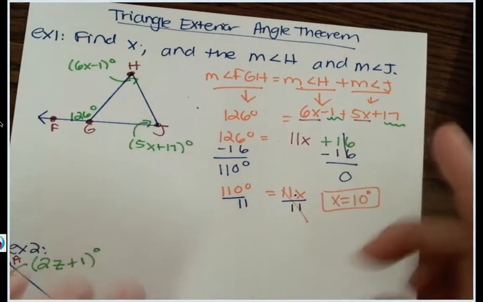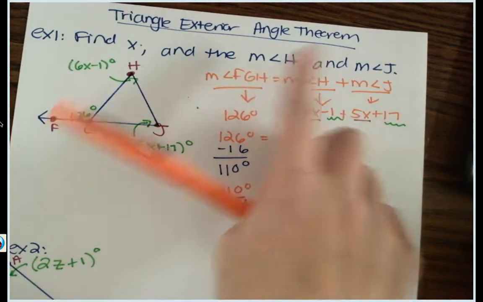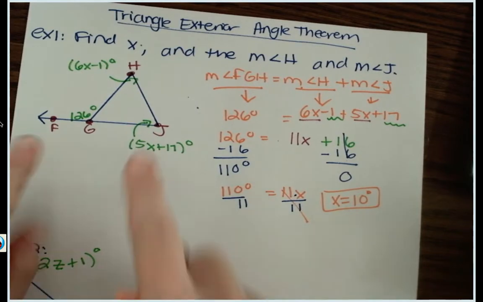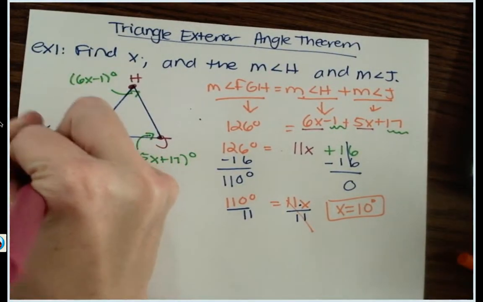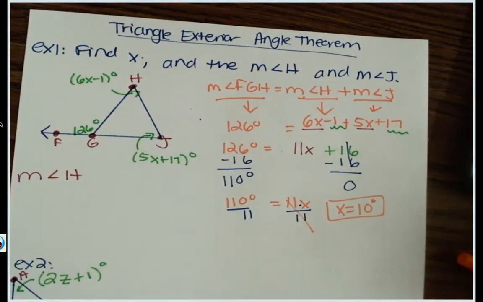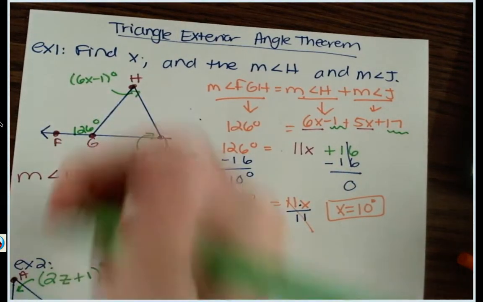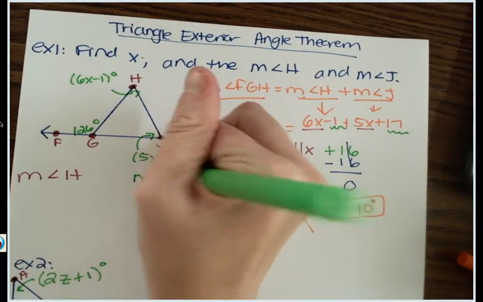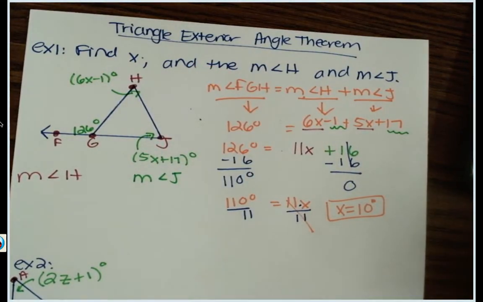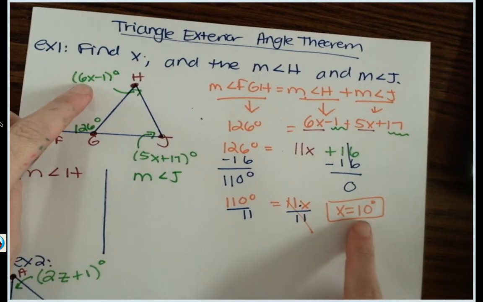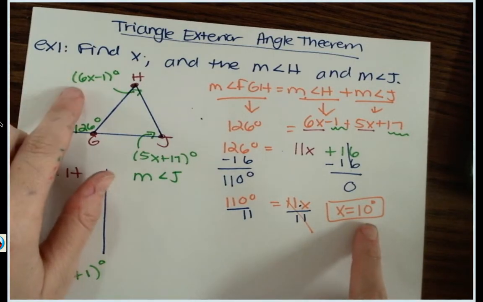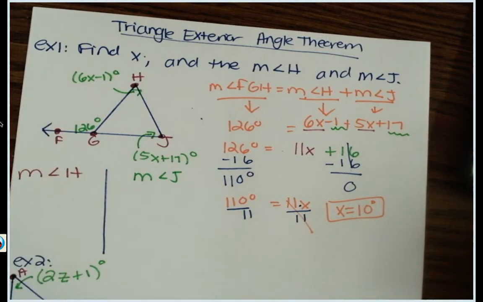But we're not done. We also need to find the measure of angle H and J. I'm going to do that work over here. The measure of angle H is 6x minus 1. I'm going to replace the x with the 10, which is what the x equals. So this will be 6 times 10 minus 1.